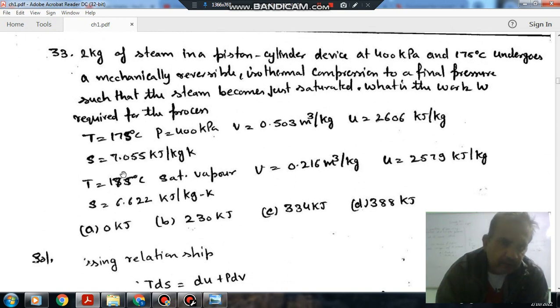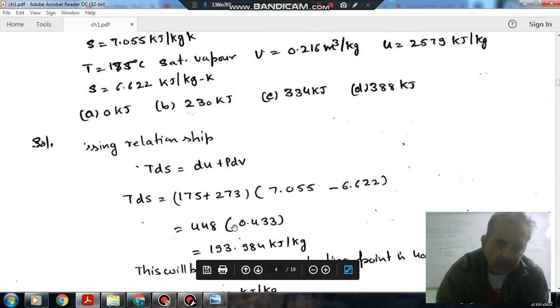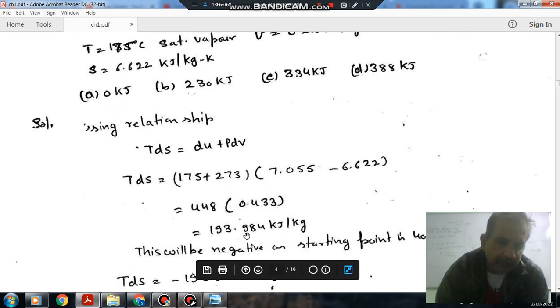This is the starting point. The entropy S1 is 7.005 and entropy S2 is 6.622. So S1 minus S2 is this. So the heat TdS will be 448.433 times 0.4, which is 193.842.